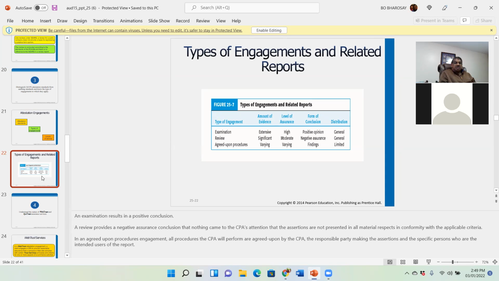The important things in chapter 25 are reviews and compilations, and SysTrust and WebTrust, which we're going to talk about shortly. The other stuff we're just going to go through so you know that such a service exists. And if for some reason in your career you need to do it, you know where to find the answers.